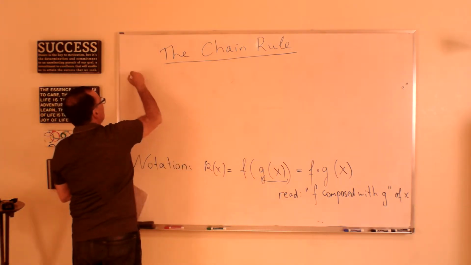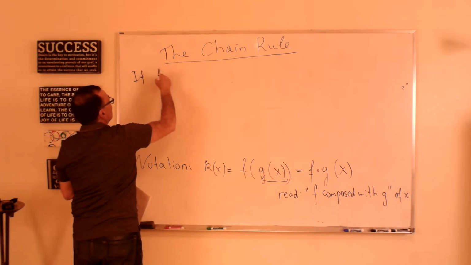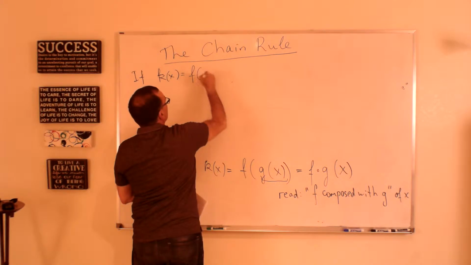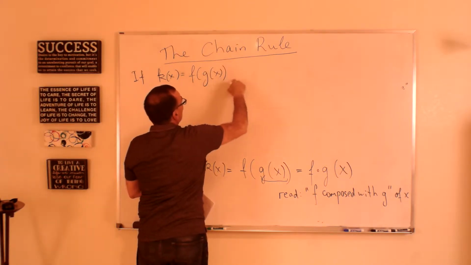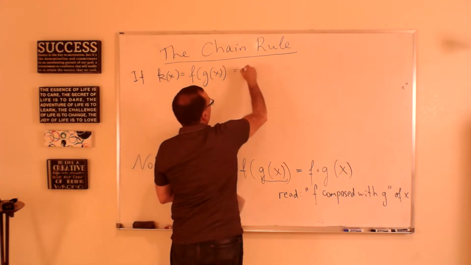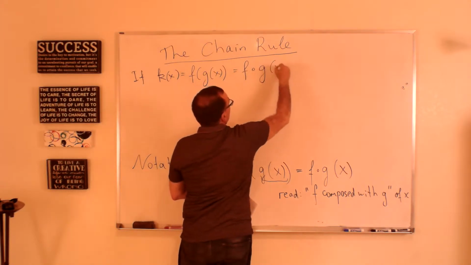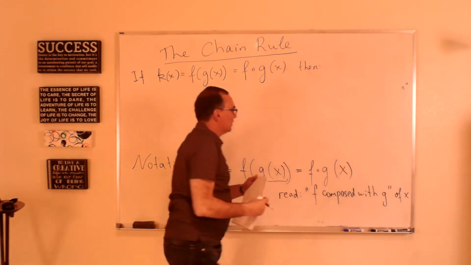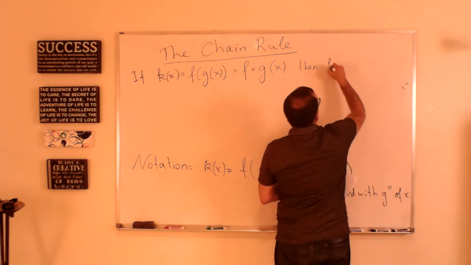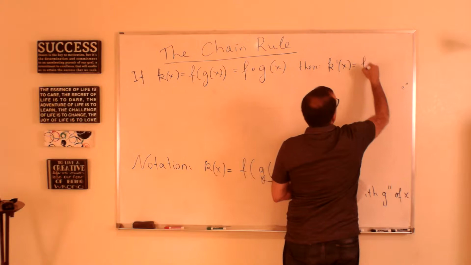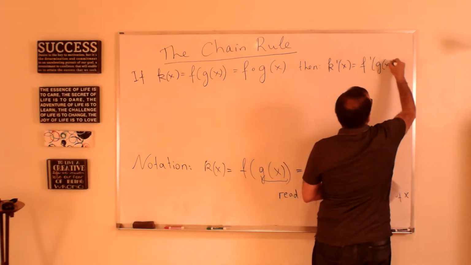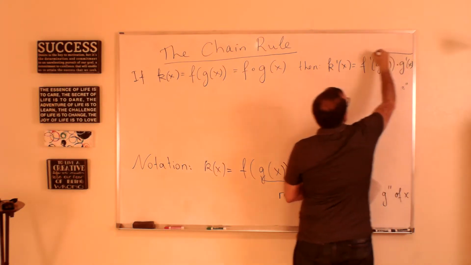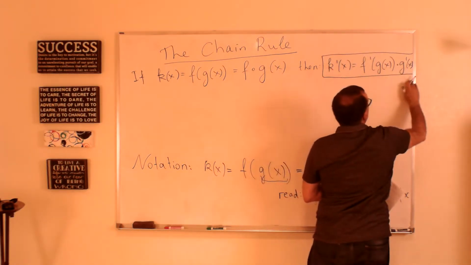So if k of x is a composite function, so it equals f of g of x, or can also be denoted f composed with g of x, then here is the formula for the derivative. k prime of x equals f prime of g of x times g prime of x. So this formula is called the chain rule.